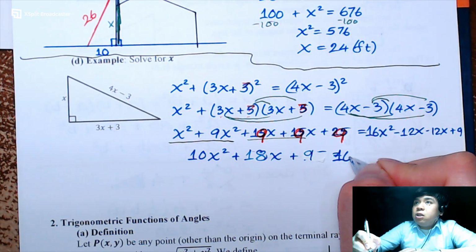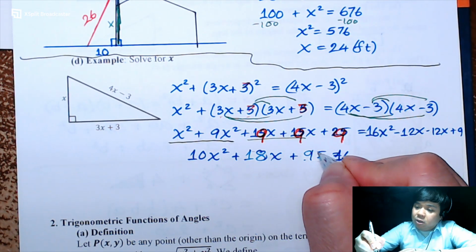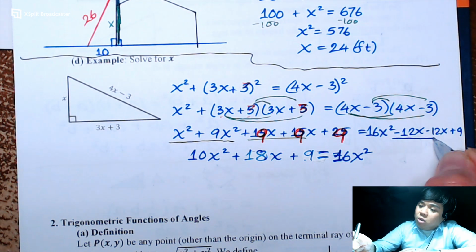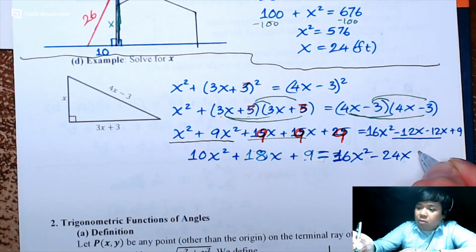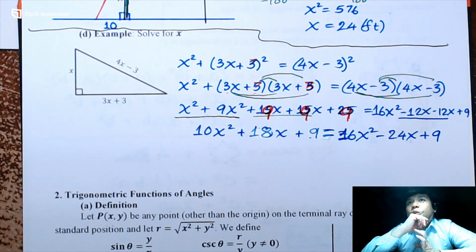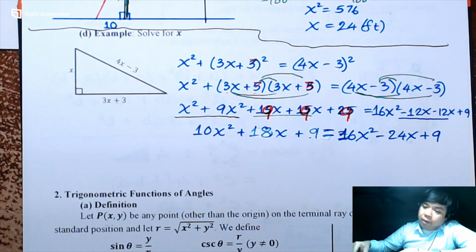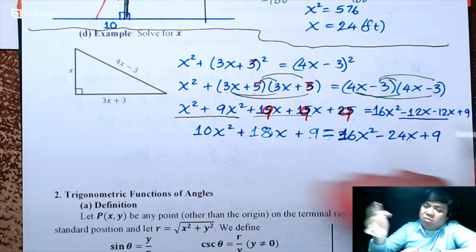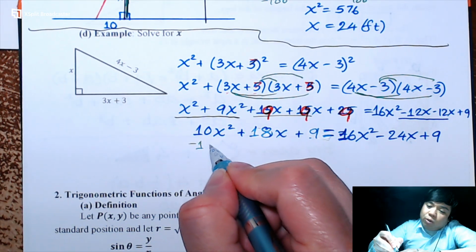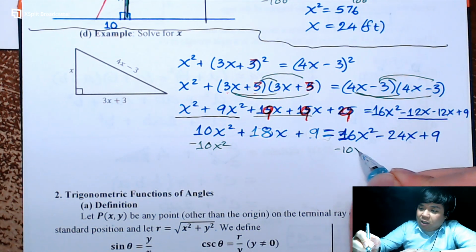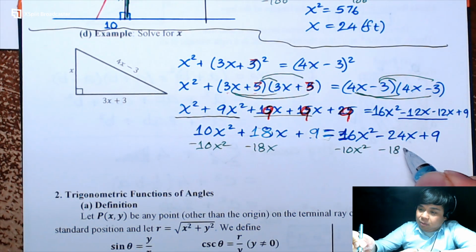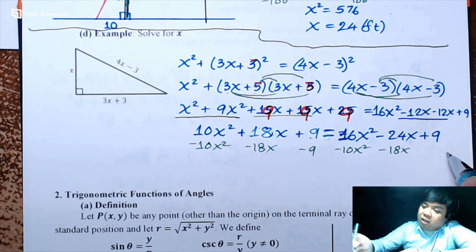That's equal to 16x squared minus 12x minus 12x, that's minus 24x plus 9. Alright, let's move everything to one side and solve. Let's move to this side because 16x squared is bigger than this. Or it doesn't matter. Let's move the x squared together, the 18x, and the 9.